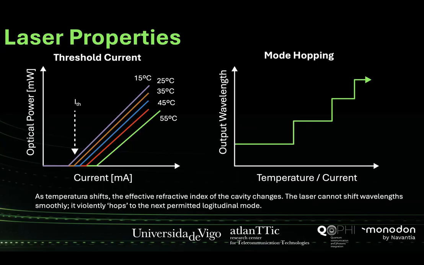Another important phenomenon is mode hopping. As temperature changes, the refractive index inside the laser cavity changes. The laser cannot continuously shift wavelength smoothly. Instead, it abruptly jumps between allowed resonant modes. This is called mode hopping.